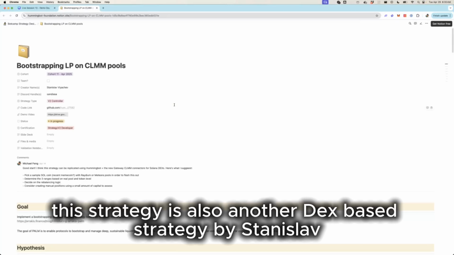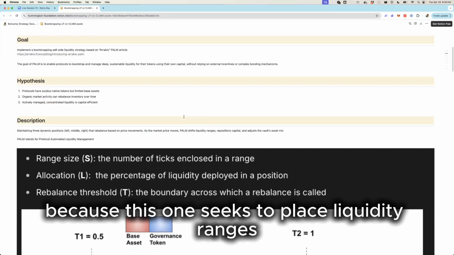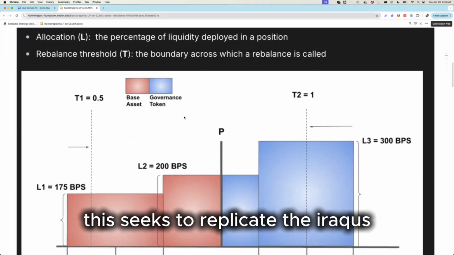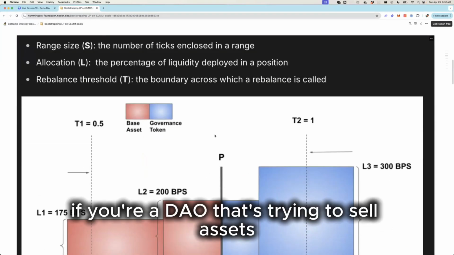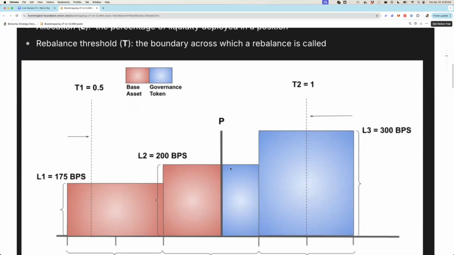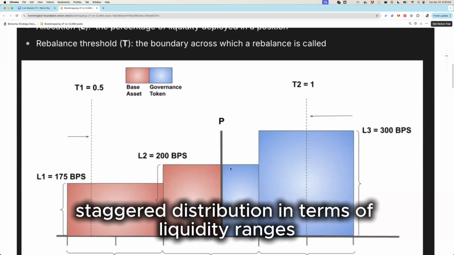This strategy is also another DEX-based strategy by Stanislav. And I think that this one's actually quite interesting because this one seeks to place liquidity ranges. This is for DAO. I think this seeks to replicate the Arrakis protocol automated liquidity management idea, where if you're a DAO that's trying to sell assets, if the price moves up, you want to sell more. And if the price moves down, you don't want to buy as much. So that's why you have this kind of staggered distribution in terms of liquidity ranges.